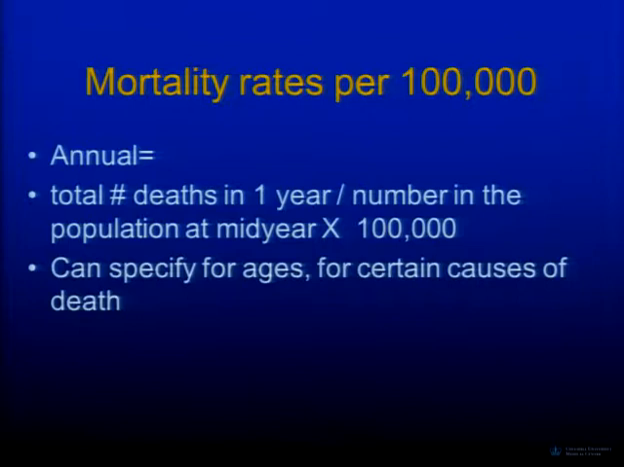Okay, so we can talk about, as the slide just showed, mortality rates. Typically, we talk about mortality rates per 100,000. Usually it's annual, it could be 5-year, it could be any amount of time you want. It's the total number of deaths in a year divided by the number in the population at mid-year, times 100,000. Because you're looking at a whole year, you don't want to use the population just at the beginning or just at the end of the year. We try to use the midpoint average population for anything covering a full year of either mortality or incidence.